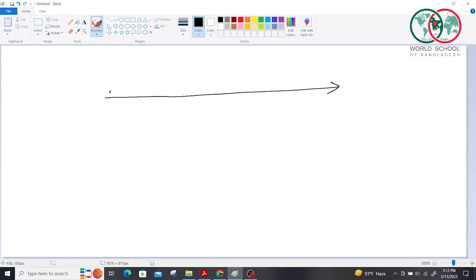A number line is basically a line where a point is 0, and on the right side of this, all the positive numbers are there: 3, 4, 5, 6, 7, and this never ends. It can go to infinity. And on the left side it's minus 1, minus 2, minus 3, minus 4, minus 5.